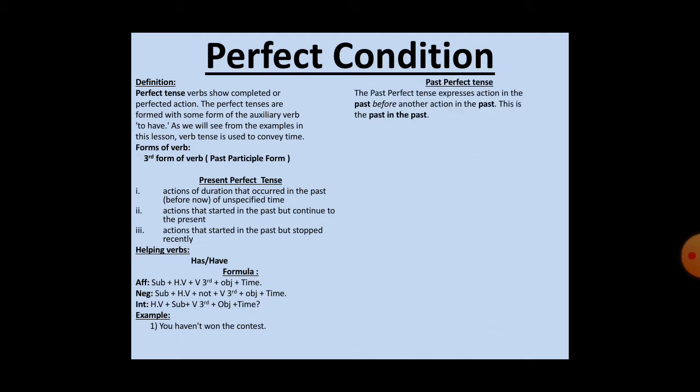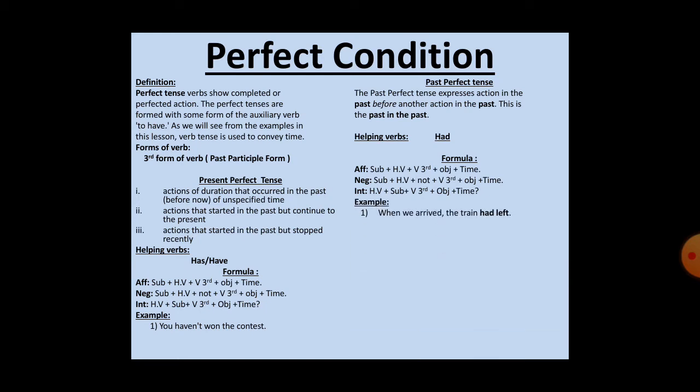What is past perfect? So when we talk about two past actions, students, for the first action, the earlier past action, there we use past perfect, and for the second action we use past simple. So had is the helping verb of the past perfect, and here comes the formula of past perfect: subject plus helping verb, verb third form, object, then time. Then subject, helping verb not, verb third form, object plus time. Interrogative we use helping verb, subject, verb third form, object plus time. So this is the formula and definition of past perfect.